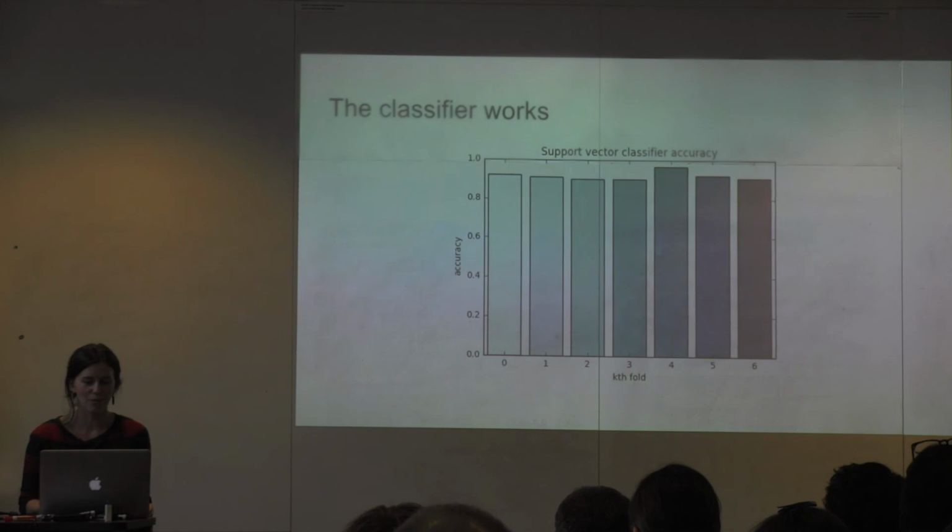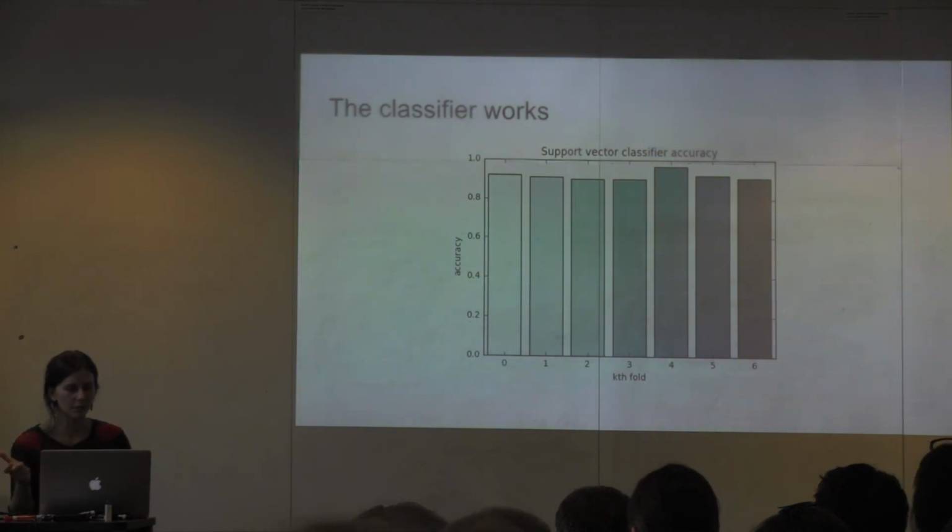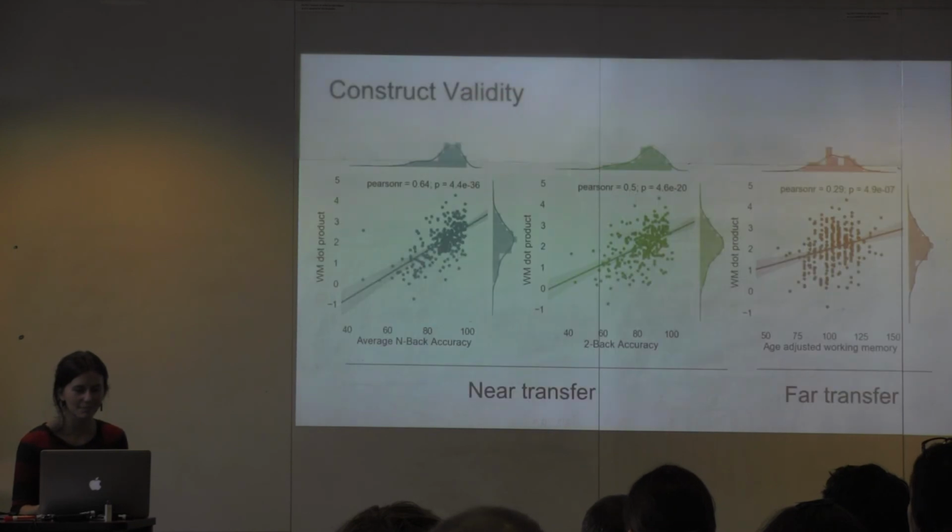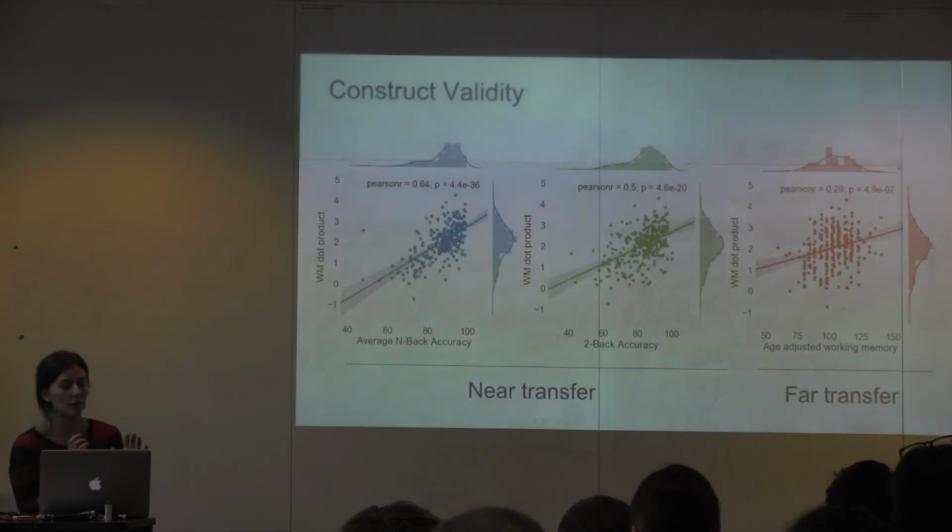All right. So this is just to show that over the different folds we had very high, nearly perfect accuracy. This is for step 1. So this is just the classification accuracy when we trained up the SVM for discriminating between 2-back and 0-back. And then these are the correlations with behavior.